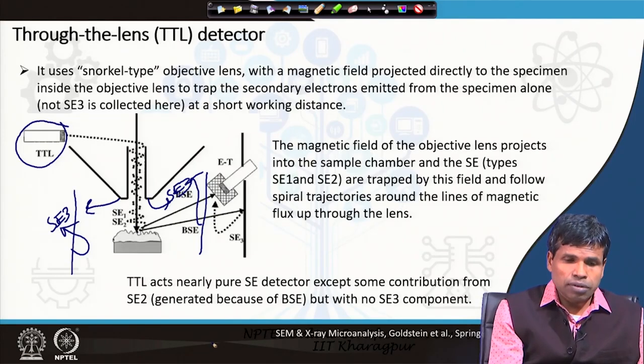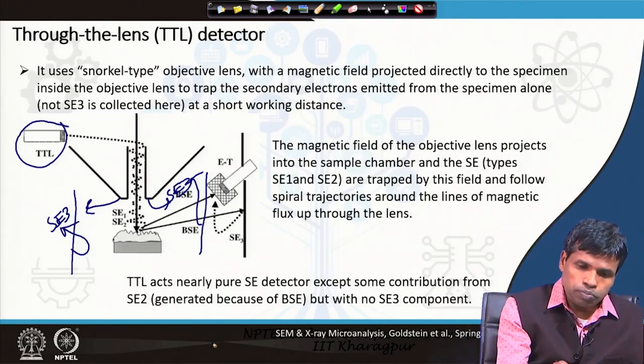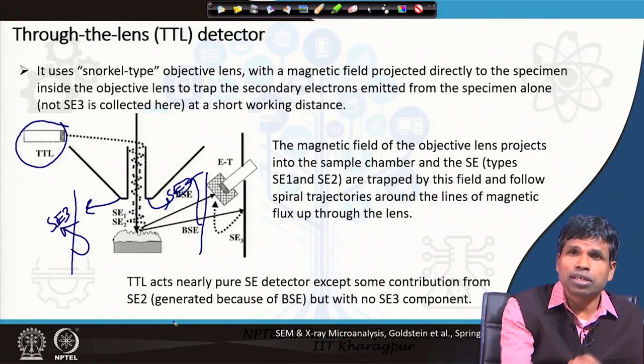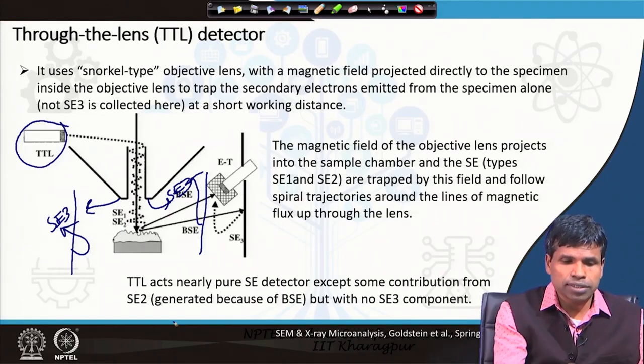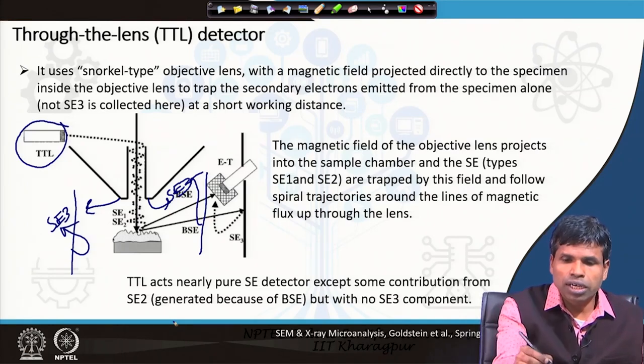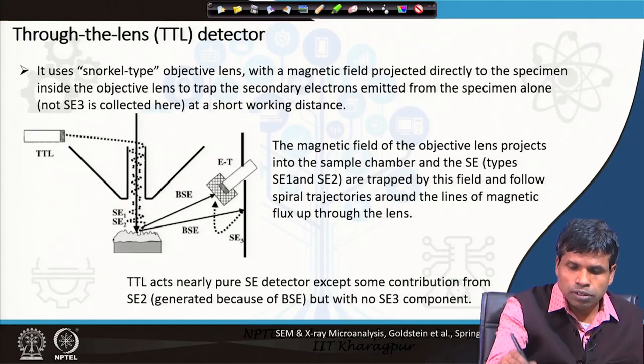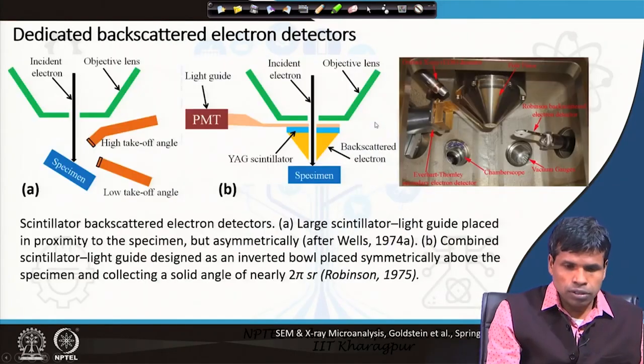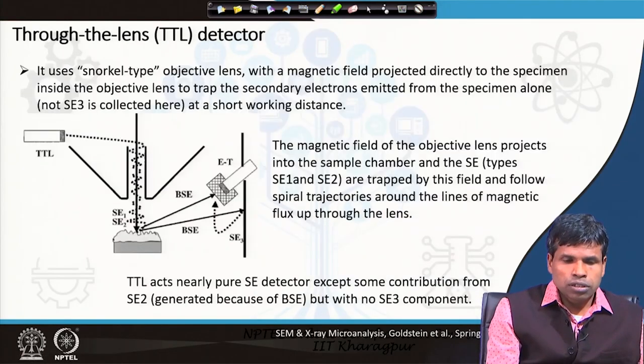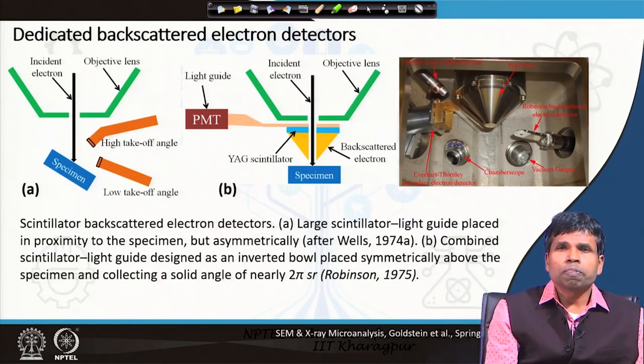In modern microscopes, there are double detectors. One detector is placed below the objective lens, and the other above the objective lens, to improve performance and get a high resolution image. Then we also have a dedicated backscattered electron detector.